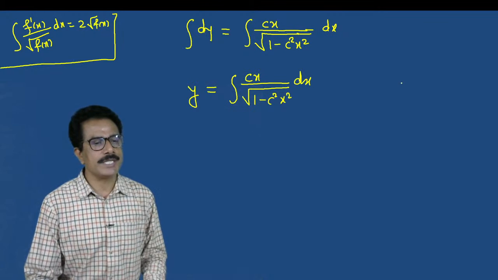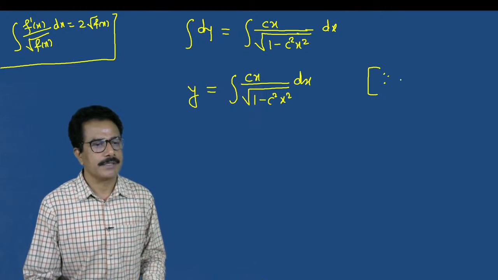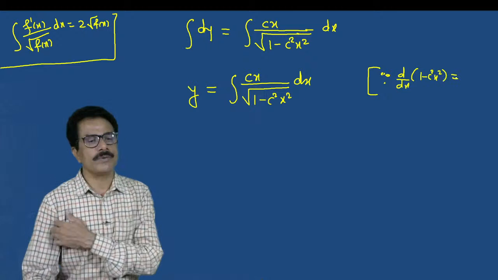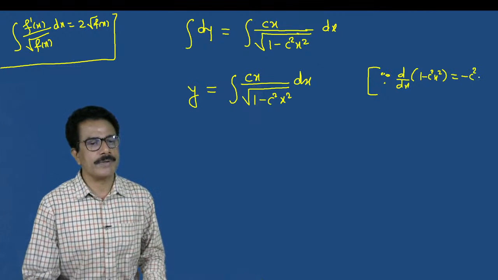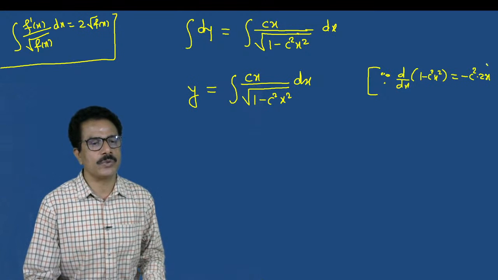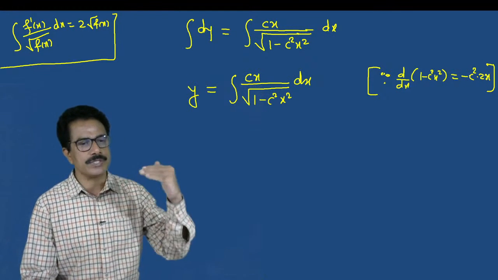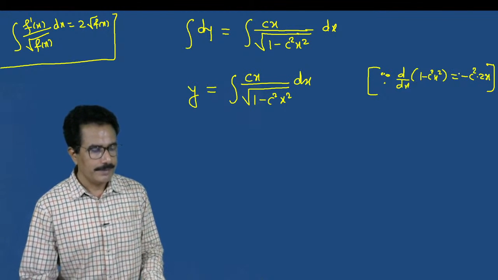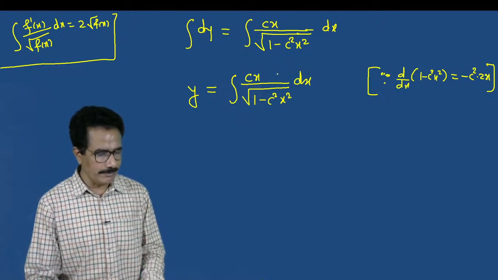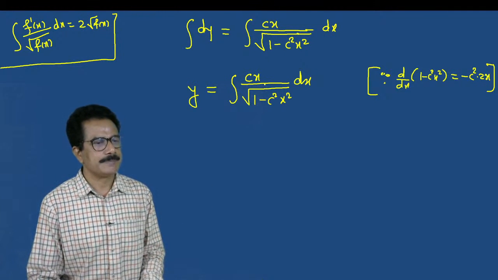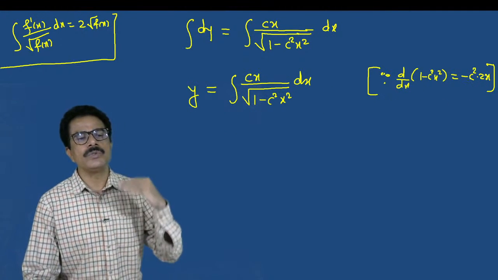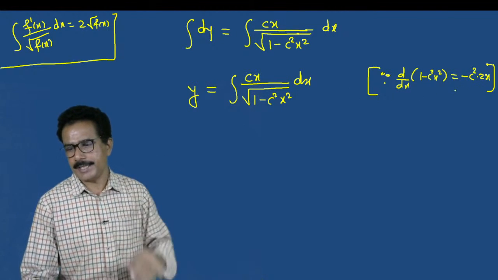Now you tell me what is the derivative of d of 1 minus C square x square. What do we get? What is the derivative of the function inside the root? Minus C square, and the derivative of x square is 2x. Means minus 2x into C square. That means we have to adjust the derivative of the denominator in the numerator. Means we have to adjust minus 2c square x in the numerator.